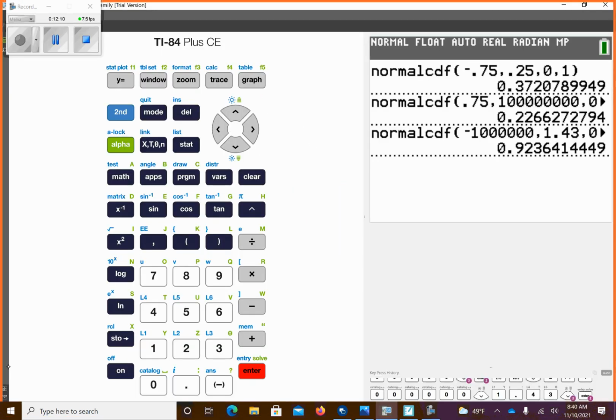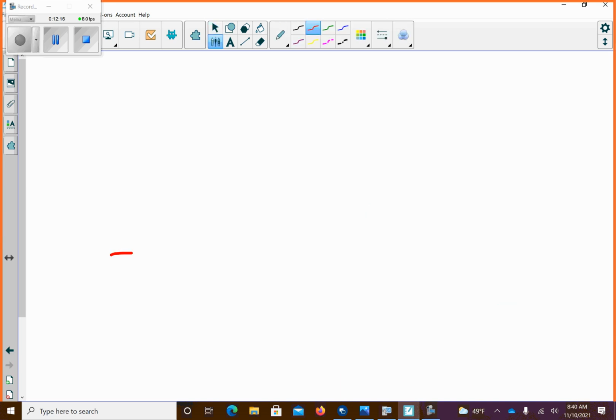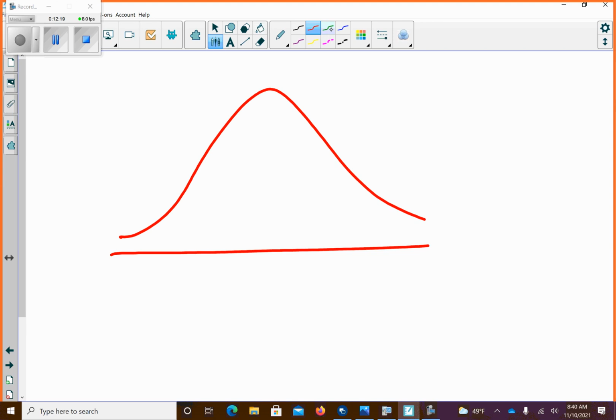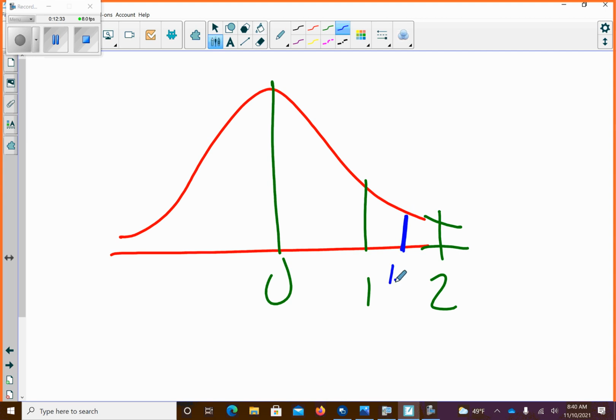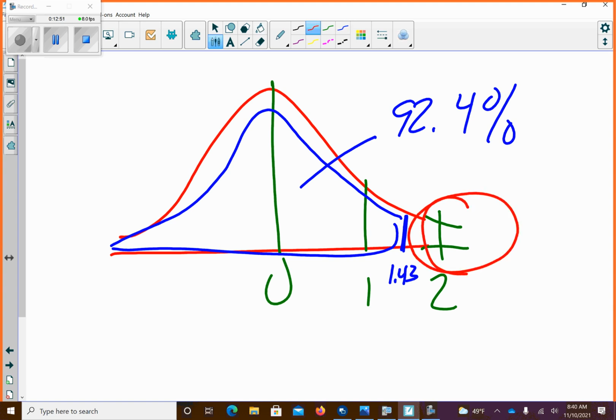Okay, so let's go back here. Whoops, I want to go back here. I want to switch. So that normal distribution, we have 0 here and we have 1 here. And we were talking about 1.43, so you have 2 here. So that 1.43 is like right here. So does this amount of area here in the blue seem like it could be pretty close to 92.4% of the area under the curve? I mean, this tail here is getting pretty small.